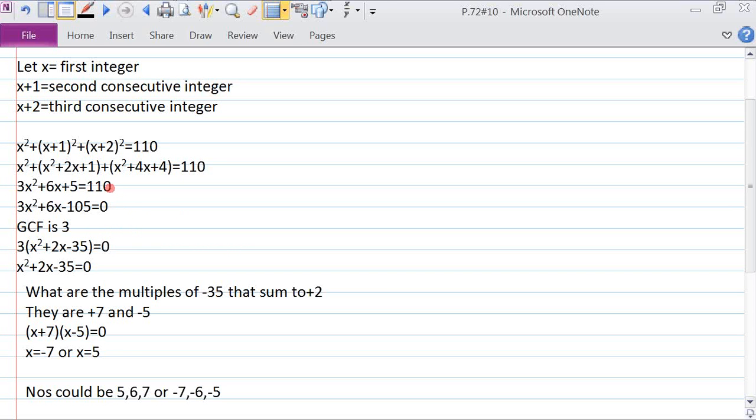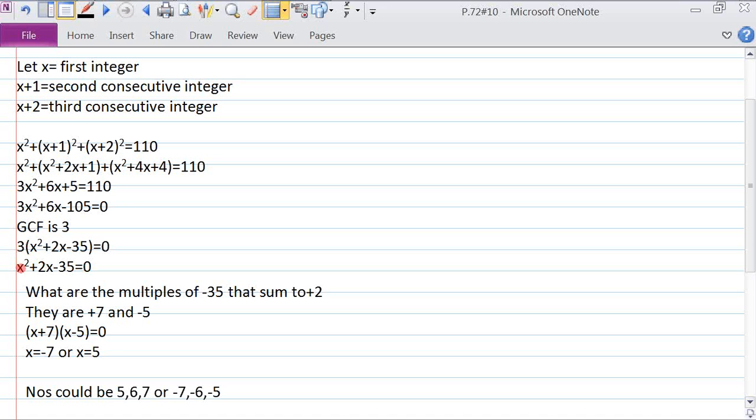Now I transpose the 110 from the right to the left. It becomes minus 110 plus 5, which gives me minus 105. First thing I'm going to do is look for the greatest common factor, which is 3. 3 goes into 3, 6, and 105. 3 times x squared gives me 3x squared. Plus 3 times plus 2x gives me plus 6. And 3 times minus 35 gives me minus 105 equals 0. So I have x squared plus 2x minus 35 equals 0.